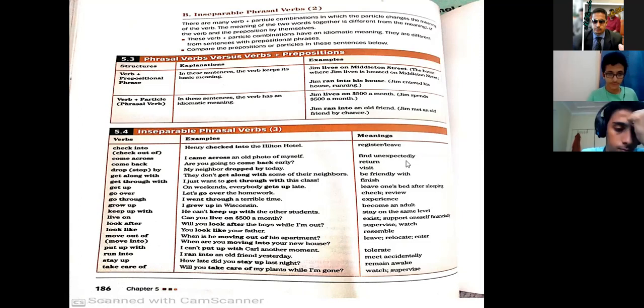Muhammad Mustafa. Drop by or stop by. My neighbor dropped by today. Muhammad, please read the meaning at first before the example. Drop by or stop by, what does it mean? Visit. Yes, for example, my neighbor dropped by today. What does the sentence mean? That my neighbor visited me today.